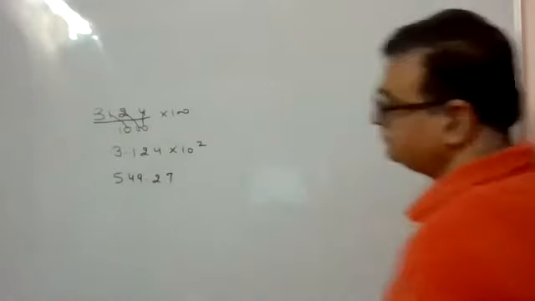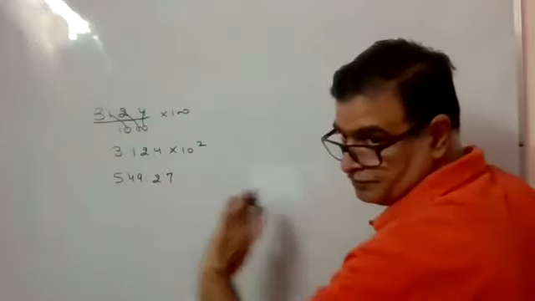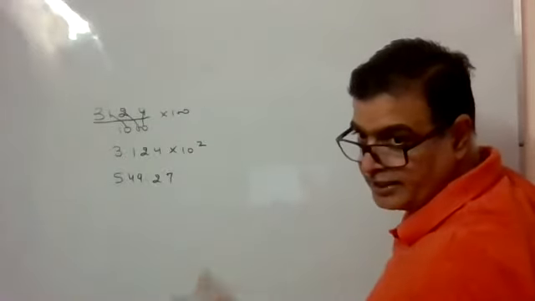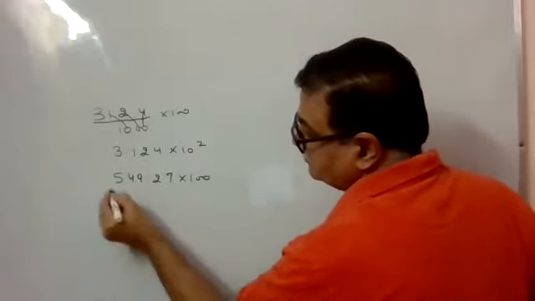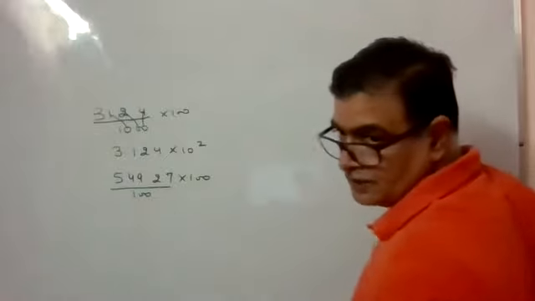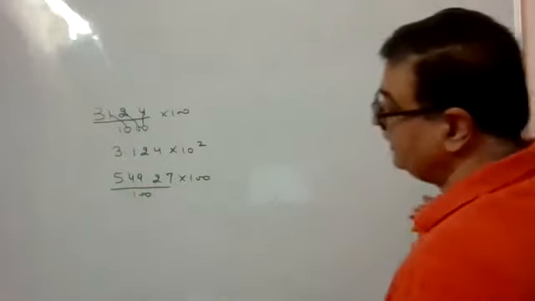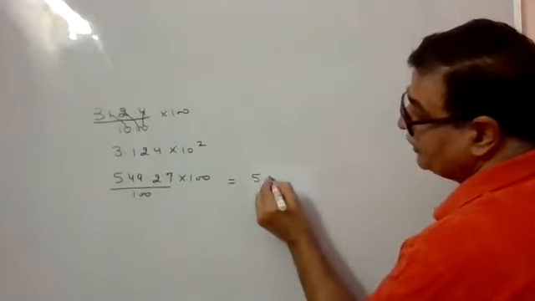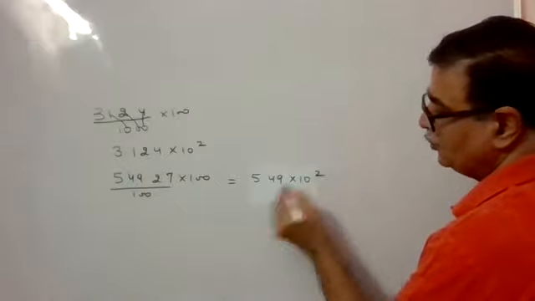549.27? हमें डेसिमल यहां शिफ्ट करना है, इधर जा रहे हैं हम, तो क्या करेंगे? 100 से मल्टीप्लाई एंड डिवाइड. जब आप 100 से डिवाइड करेंगे तो ये डेसिमल आपका यहाँ शिफ्ट कर जाएगा. आई गेट इट 5.49 इंटू 10 पावर 2.